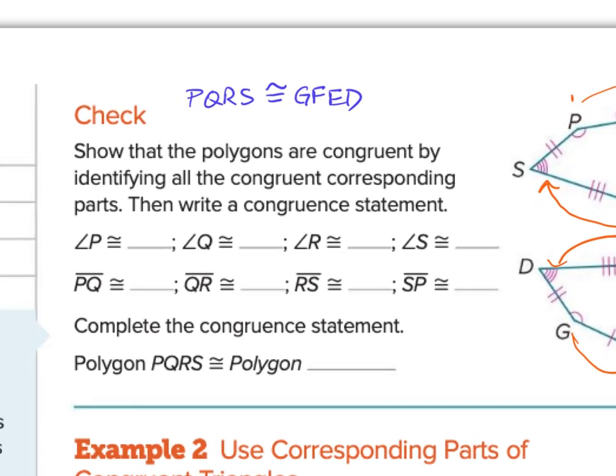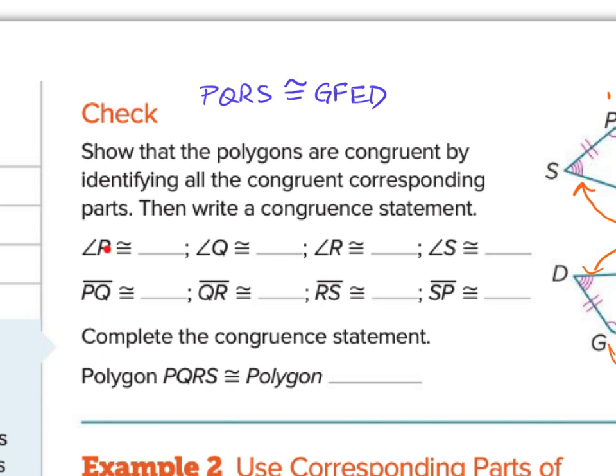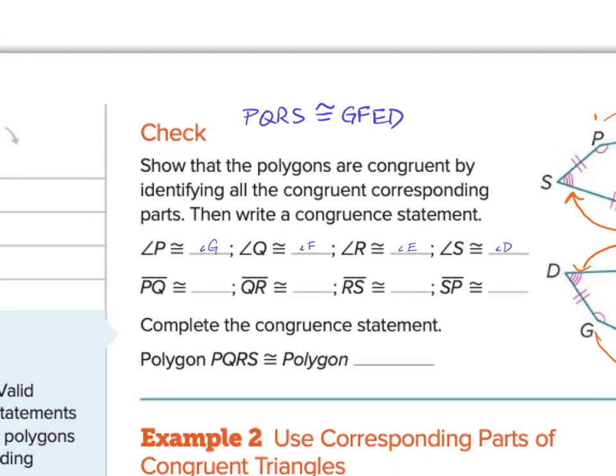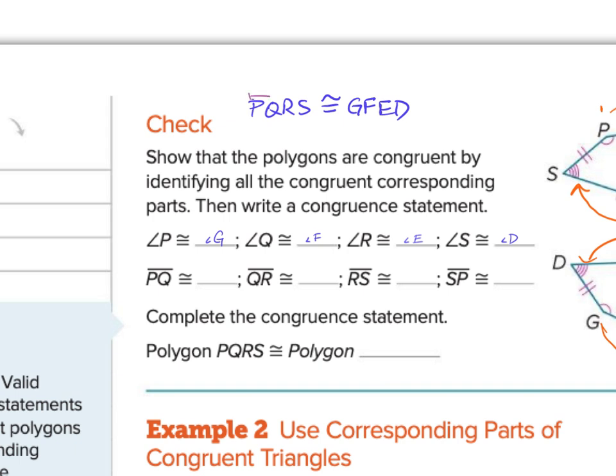Now, what does that mean? I should be able to look at this and say that I know that angle P is congruent to angle G because they're in the same location. Q is congruent to F, R is congruent to E, S is congruent to D. And at the same time, when we talk about line segments, in order, PQ is the first 2 points making a line on that trapezoid, so that should be congruent to GF. QR is the middle 2, should be congruent to FE. RS, the last 2, should be congruent to ED.